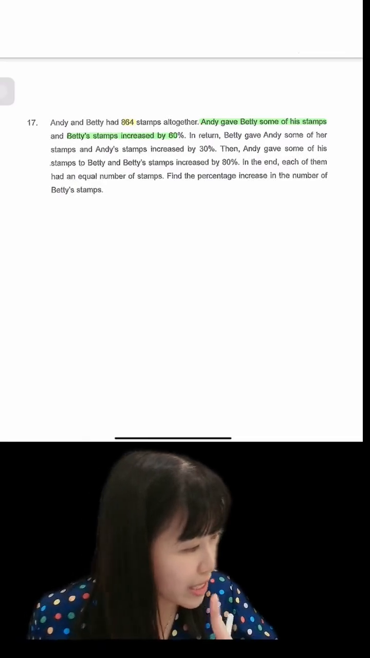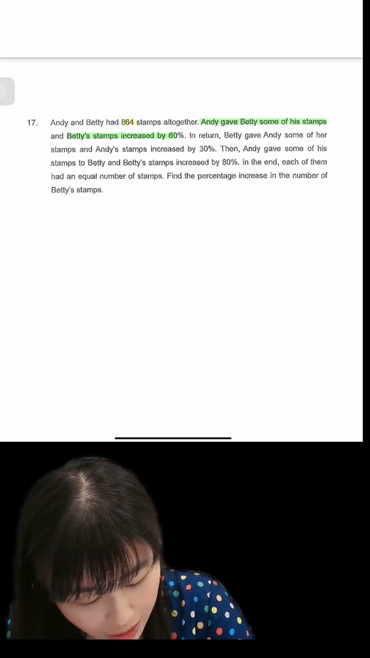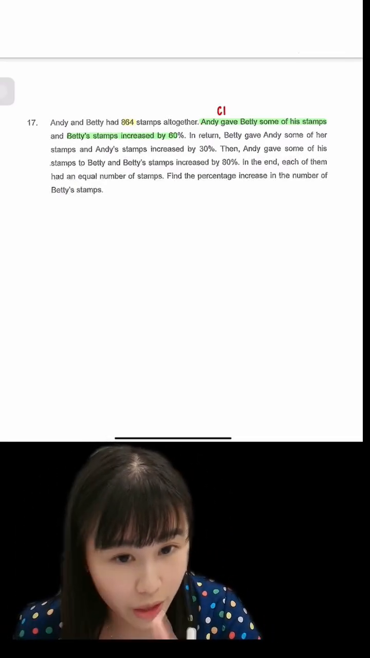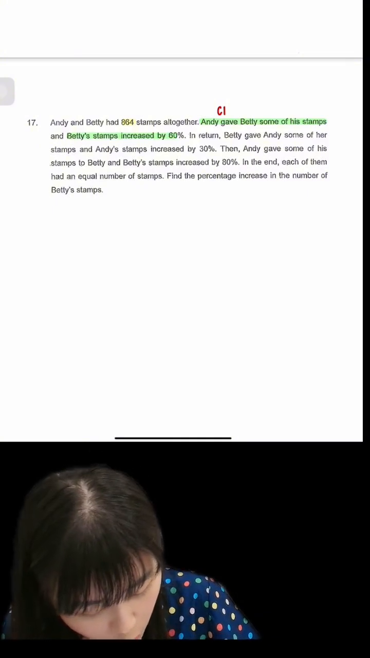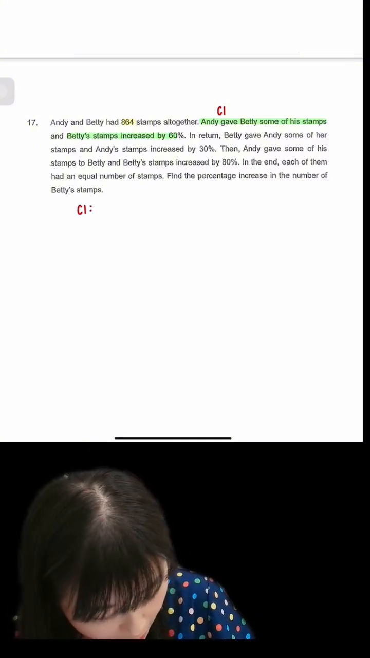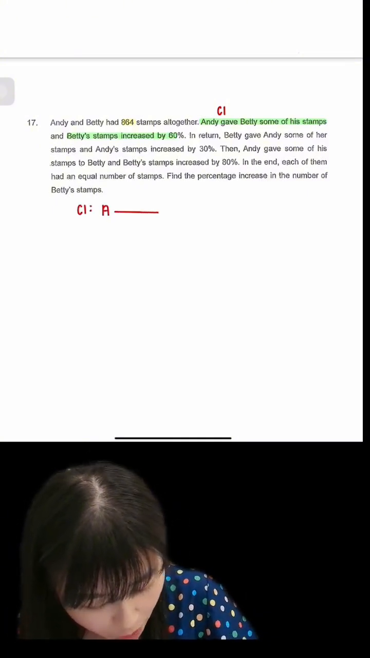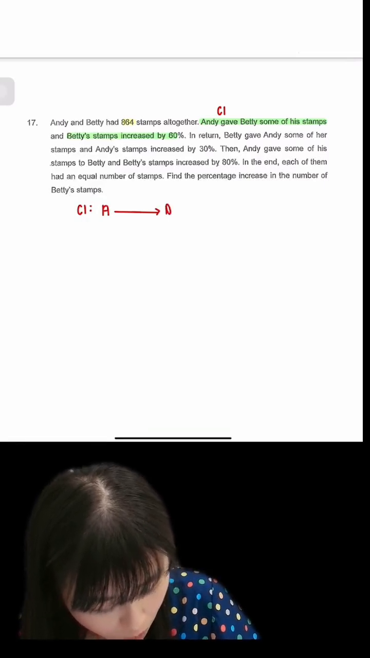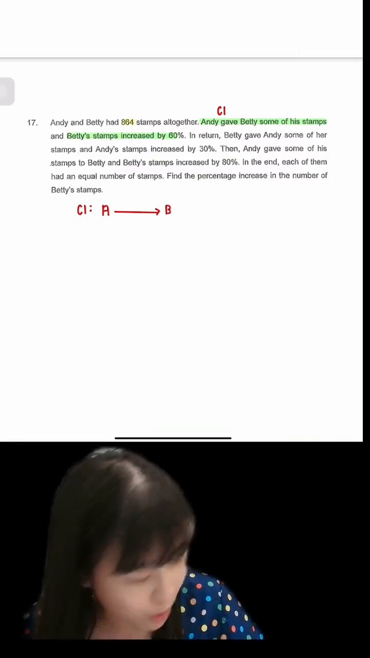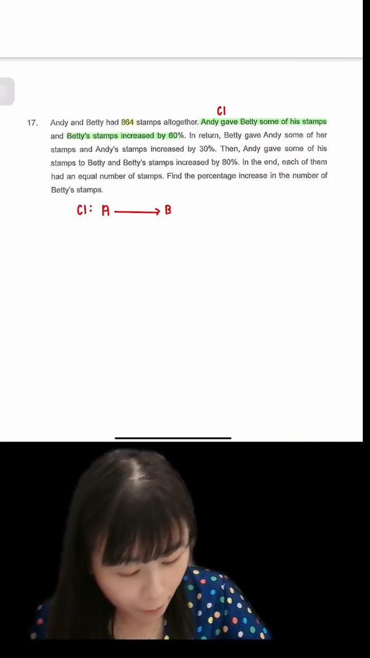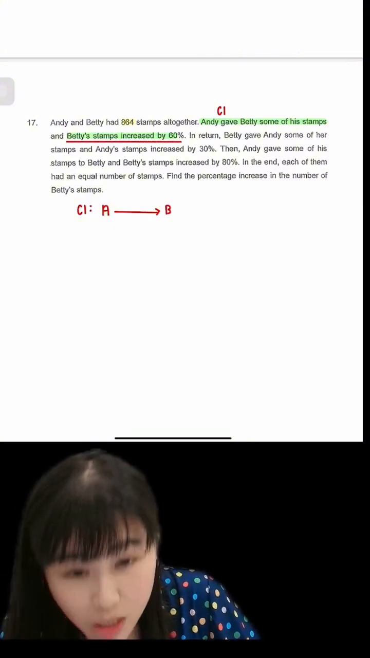Okay, so what is happening in the first scenario? I will label this as change number 1, okay? Because if you continue reading, there are quite a number of changes. So change number 1 is Andy gives Betty some of his stamps, but I don't know how many for now. And I know that Betty's stamps increased by 60%.